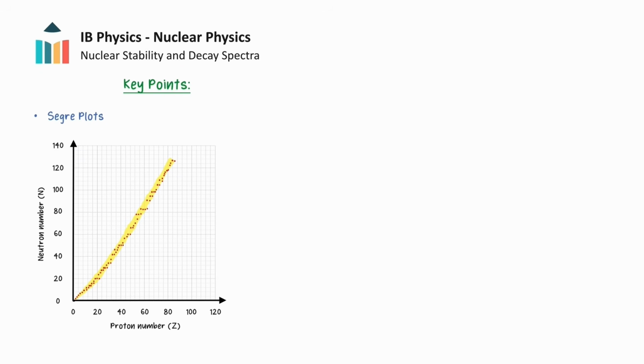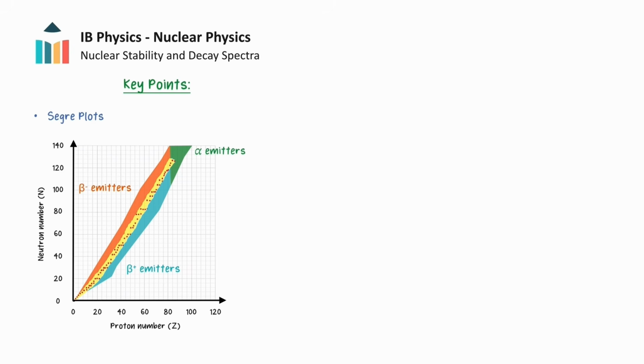We will now provide a final summary of the key understandings from this video. We found that Segre plots provided an insight into how different nuclides decayed, depending on where the nuclide was located on the plot. They also showed that the stability of a nuclide depends on the ratio of neutrons to protons in its nucleus, where this value can range from 1 to 1.6 depending on the proton number.